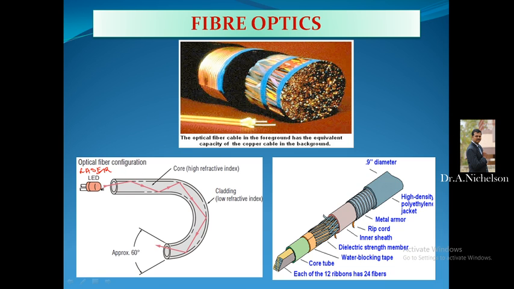Okay, a source, and here the light is passed through the optical fiber and finally it is coming out. So it is transmitted through one end and received at the other end. Right? Okay.